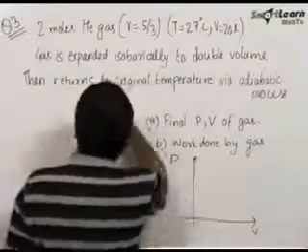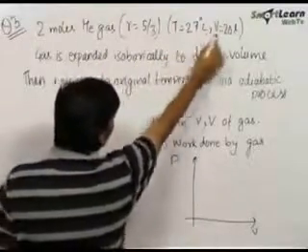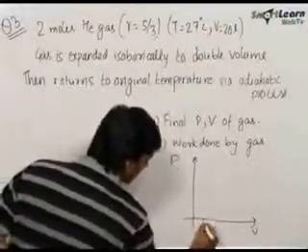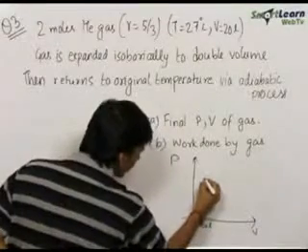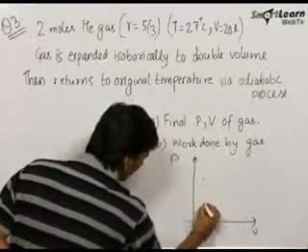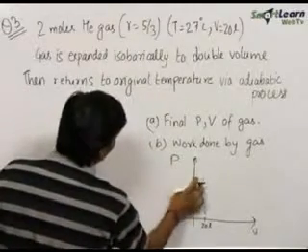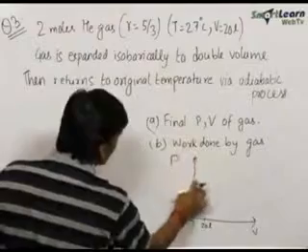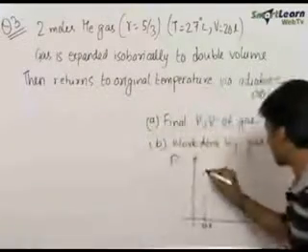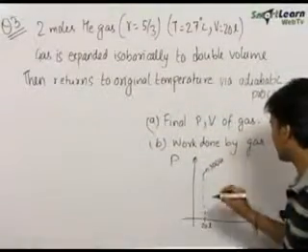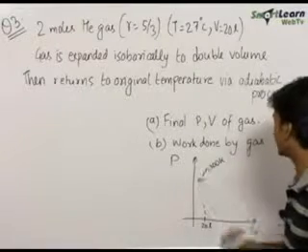Initially 2 moles of helium gas was at a temperature of 27 degrees Celsius and 20 liters. Let this be 20 liters. So initially the gas was at this point, the value of the pressure is not given, the temperature is given to be 300 kelvins. The temperature here is 300 kelvin. Let this be point A.